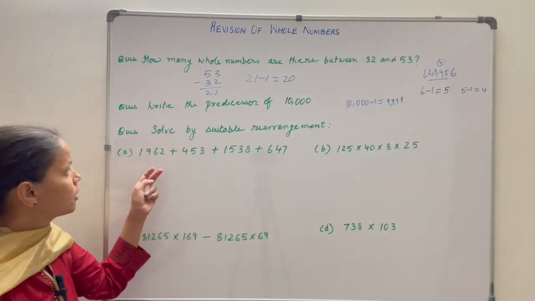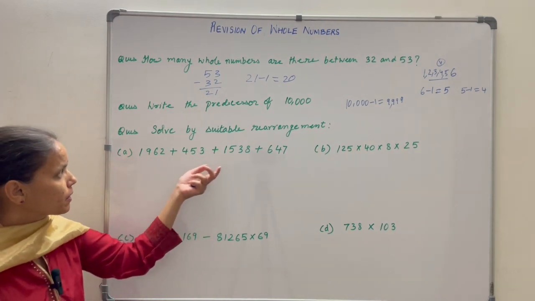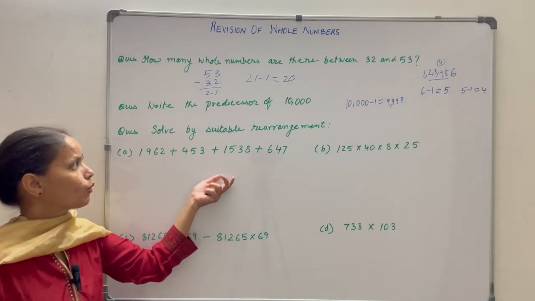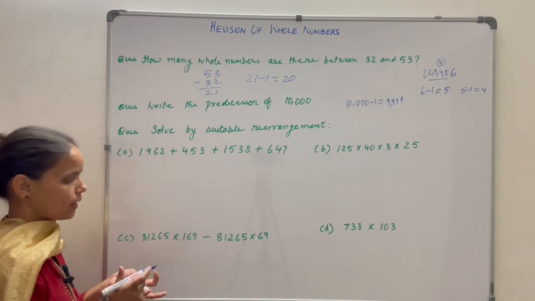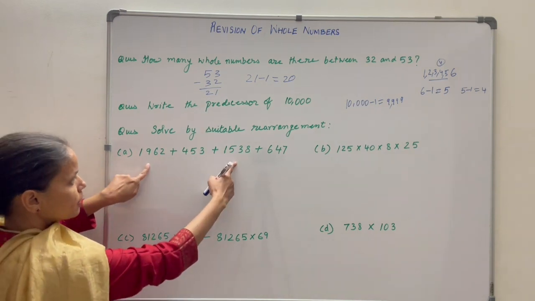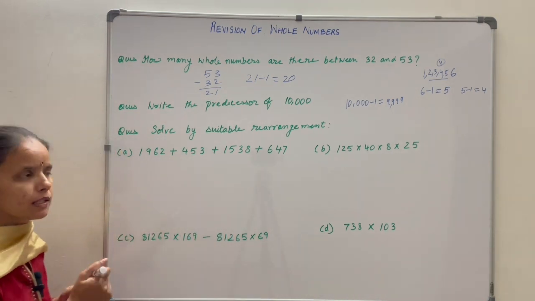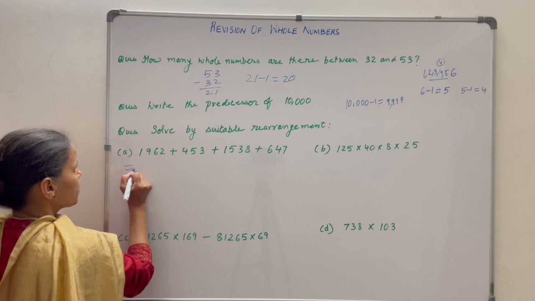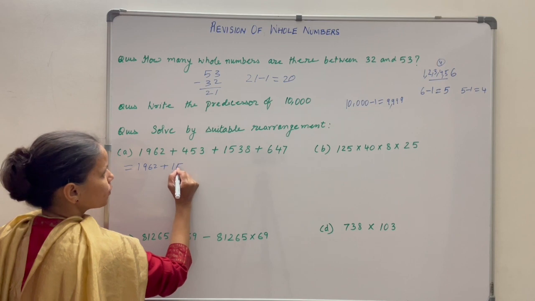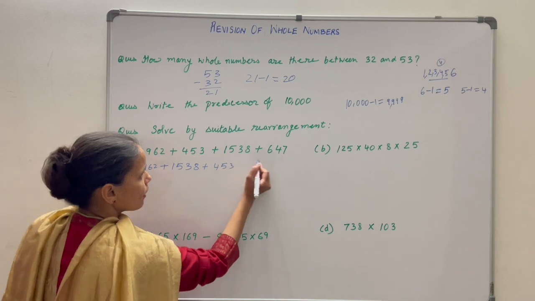Now let us solve by using suitable arrangement. As you see, there are some numbers given to you, but if you try to add them in the same order, it will be a little tricky. So let us rearrange these numbers and then solve using the properties of whole numbers. If I add these two, it will be easy, and if I add these two numbers, it is also going to be easy. So I'm going to rearrange the numbers: 1962, I'm going to add with 1538, and this 453 I will add to 647.